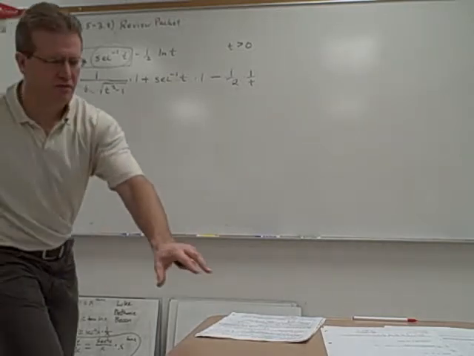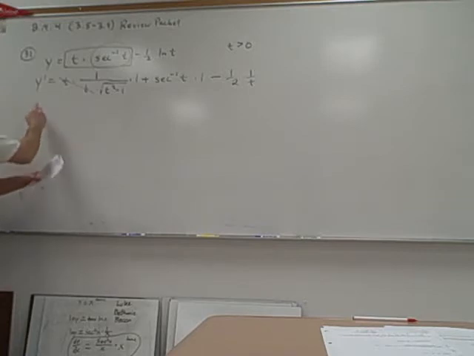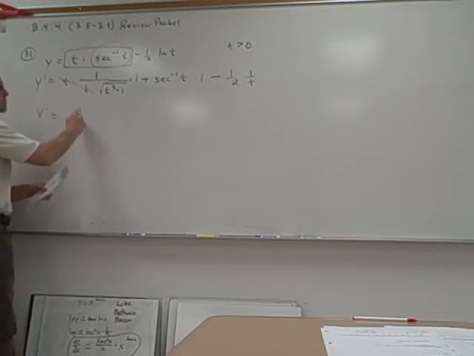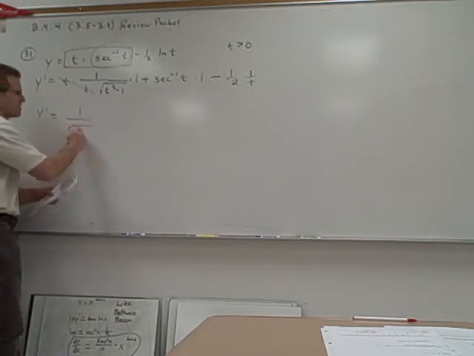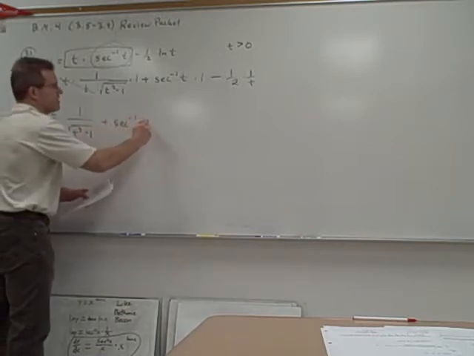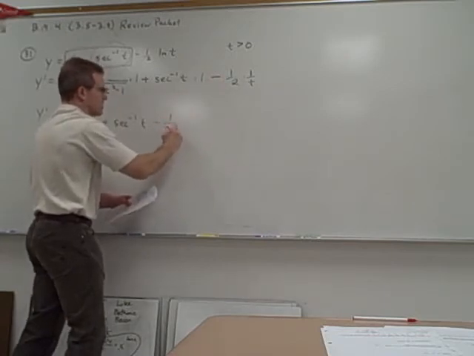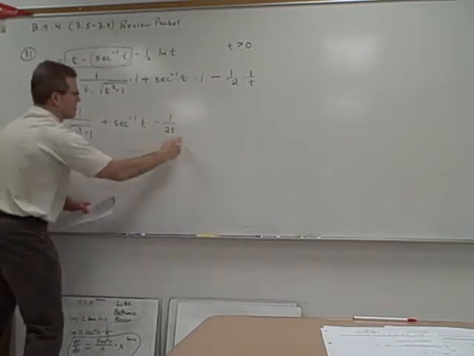Alright, let's see what I have for an answer for 31 on my answer key. And sometimes there's other correct answers that may not look exactly like what's on my key. So basically what I have left is my answer. Y prime equals 1 over the square root of t squared minus 1 plus inverse secant t minus, and here I just took 1 times 1 and 2 times t, so I got 1 over 2t. That's what you'll see on my answer key.